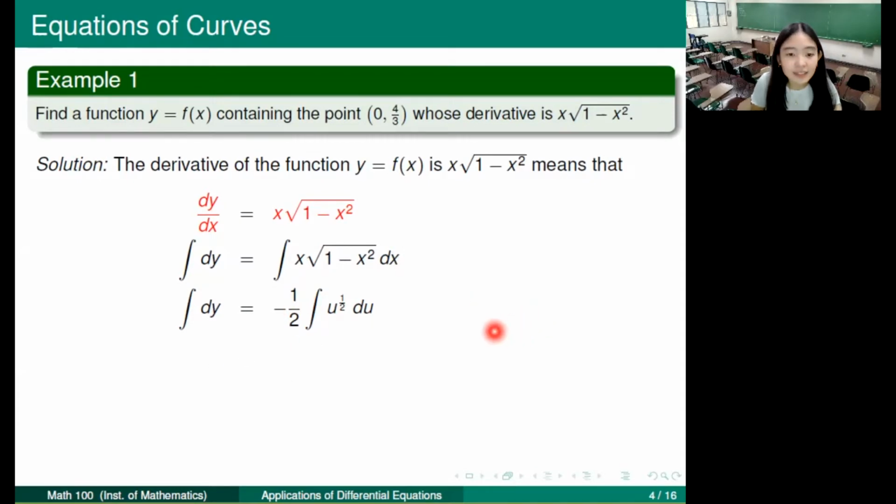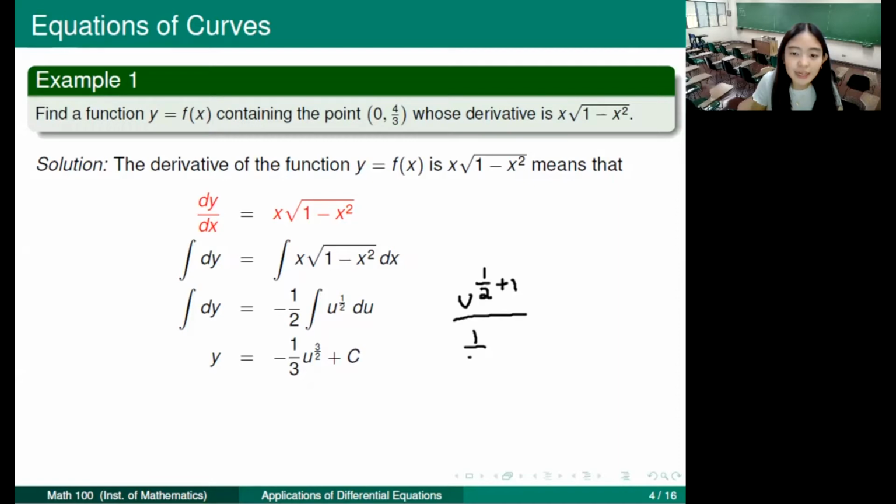Okay, so we can thus integrate and we get this. Your left side again became y. Your right side became like this because ang integral ng u raised to 1/2 ay u raised to 1/2 plus 1 over 1/2 plus 1. And that's precisely u raised to 3/2 over 3/2 or that's times 2/3. Meron kang negative 1/2 here, kaya naging negative 1/3 siya.